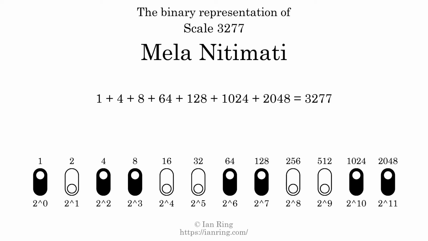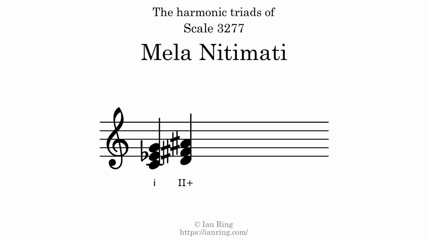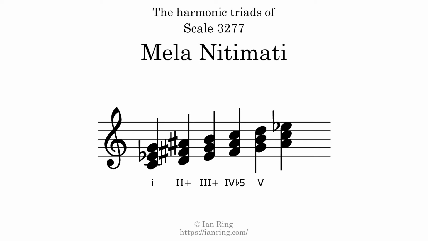3277. The scale number not only enumerates the scale with a unique index, but it also literally describes the tonal content of the scale. Represented as a binary number in base 2, the scale number is 110011001101. Here are the harmonic triads present in this scale. Minor, augmented, augmented, major flat 5, major, unnamed, minor.